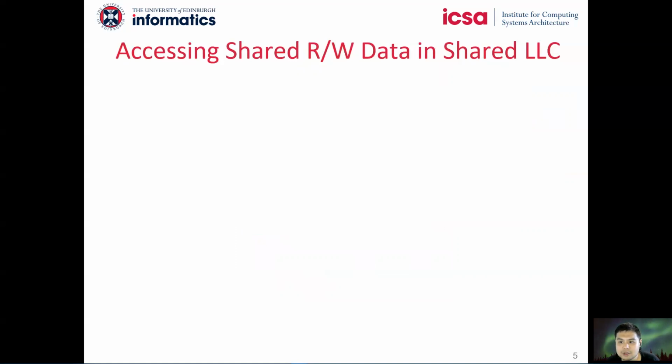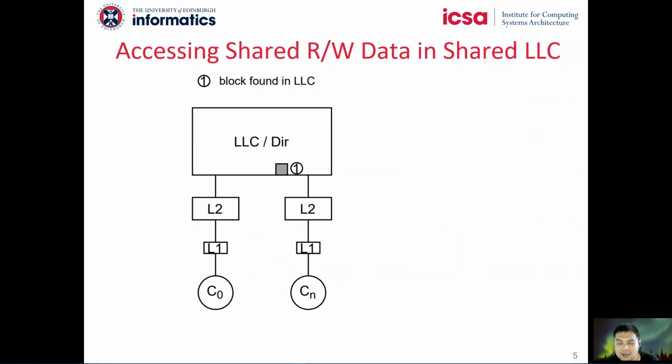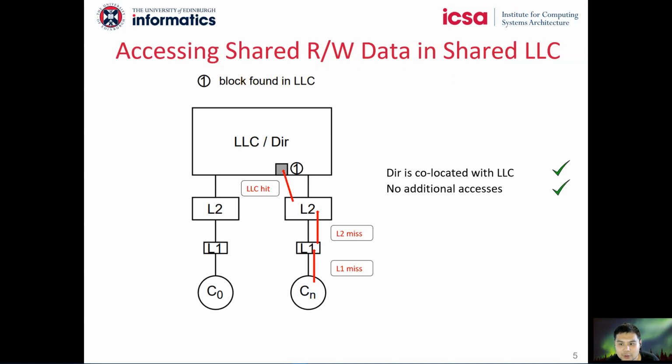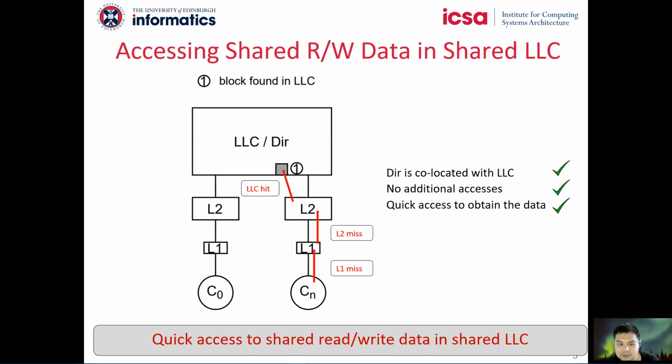After a comparison between different LLCs, let's take a look at how accessing shared read-write data works in both shared LLC and NG-LLCs. In shared LLC, if a core issues a read request, it misses in its L1, and then it misses in L2, and finally it finds the data block in the shared LLC. So basically, it's quick and direct. Since the directory is co-located with LLC, there are no additional accesses, which means we can quickly get the shared data block. So to summarize here, the access to the shared read-write data is quick in shared LLC.